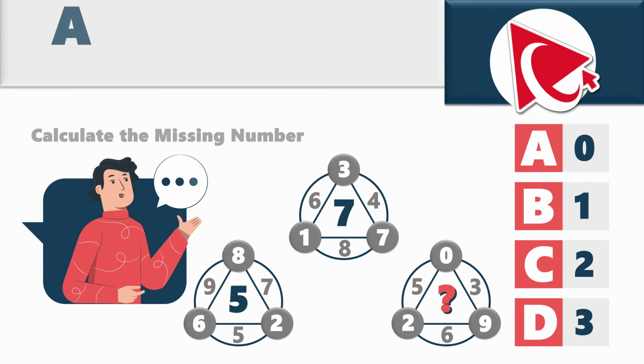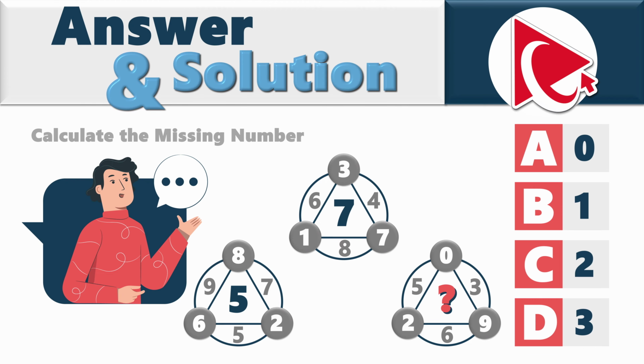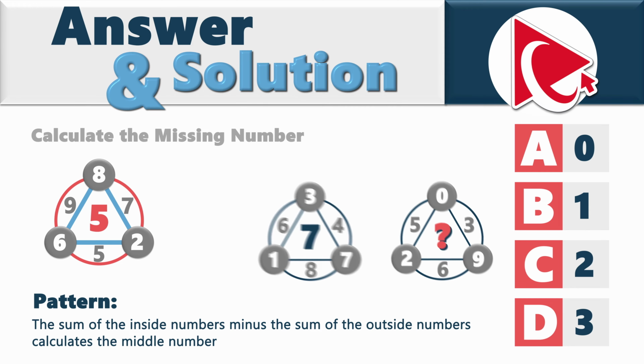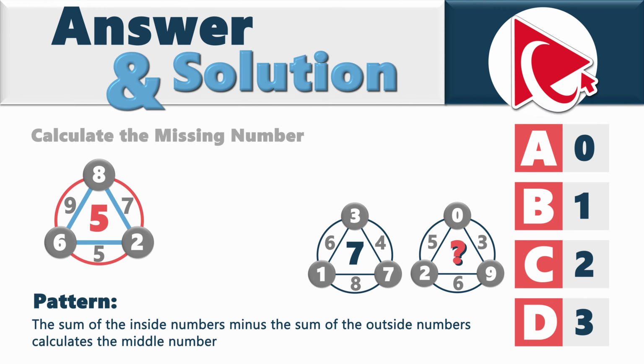As you might have guessed, to calculate the number, we need to detect the pattern. And the pattern here is simple, but not very obvious. The pattern is that the sum of all inside numbers minus the sum of the outside numbers calculates the middle number. Let's look at the example. In the first shape, the inside numbers are 5, 7, and 9. And the sum of 5, 7, and 9 minus the sum of 2, 6, and 8 equals 5.